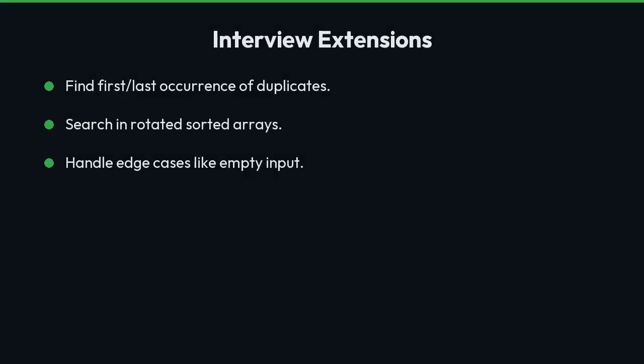An interviewer might ask about finding the first or last occurrence of a duplicate target. This requires modifying the boundary updates to continue searching even after a match is found. They might also ask about rotated sorted arrays, which adds a conditional check to determine which half is properly sorted.